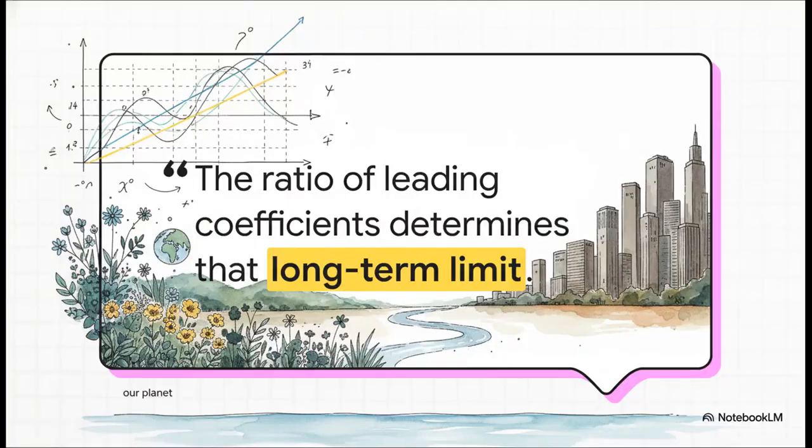And here's the punchline. This is so cool. That simple little ratio of leading coefficients that we've been practicing, that's exactly what determines this critical long-term limit for a real population in the real world. That's our algebra directly impacting how we understand our entire planet.